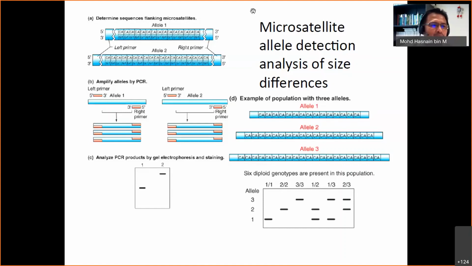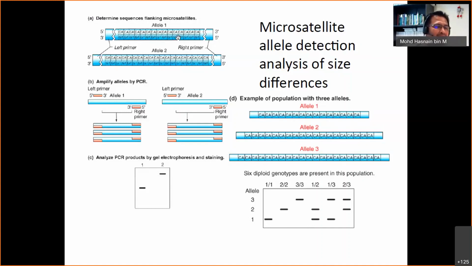So you do a PCR, you can amplify, and then from the 6 samples that you have, you run on the gel, you can see differences like this. So you can determine the individual. Okay, so this is how you detect the differences in individuals. So what has PCR got to do with this? PCR is just to amplify, to make many copies, so that when we run, we can visualize it using electrophoresis. Okay, so determine sequence flanking microsatellite.